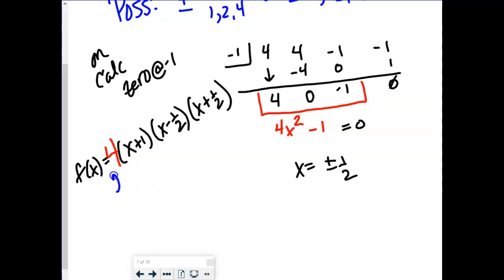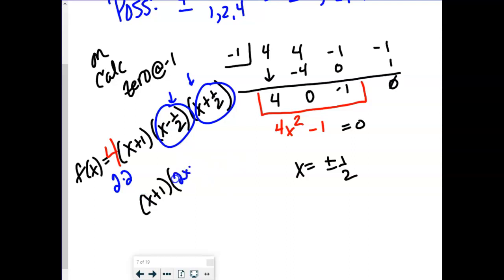A 4, better known as 2 times 2, right? Well, what if you took one of the 2's and distributed it to here and to here? Wouldn't you have x plus 1 times 2x minus 1 times 2x plus 1? I would claim that's the same polynomial. In fact, that's probably the more user-friendly polynomial, right? That's the one we're typically seeing, right? You guys never see factors of x minus 1/2. We never write it that way.